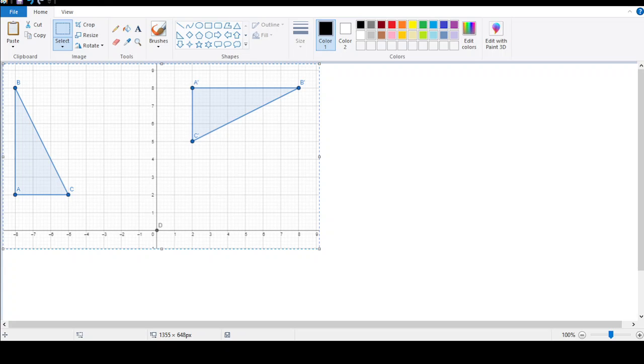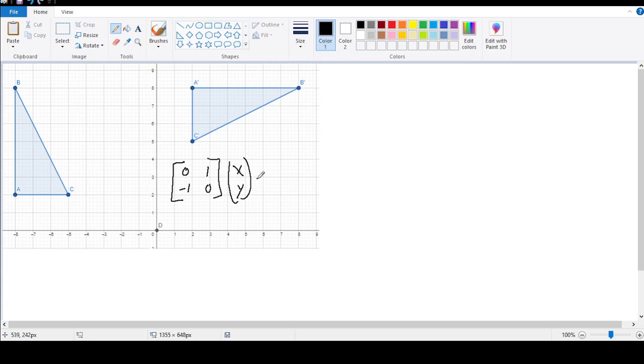Okay, so let me do some working. We're going to be using this for a rotation of 90 degrees. The matrix will be 0 negative 1, 1 0, multiplying any point x, y, and that should give us our coordinate y, negative x. Okay, that's what should happen. So let us see if that is true.